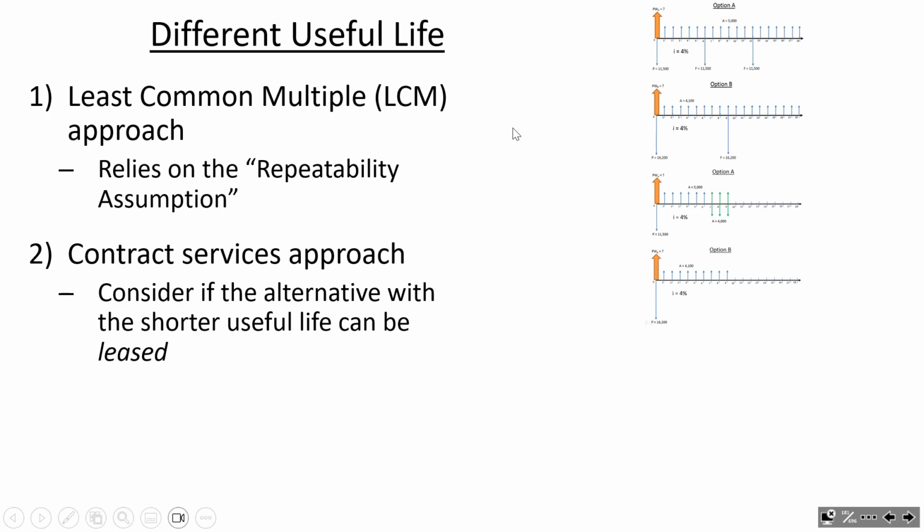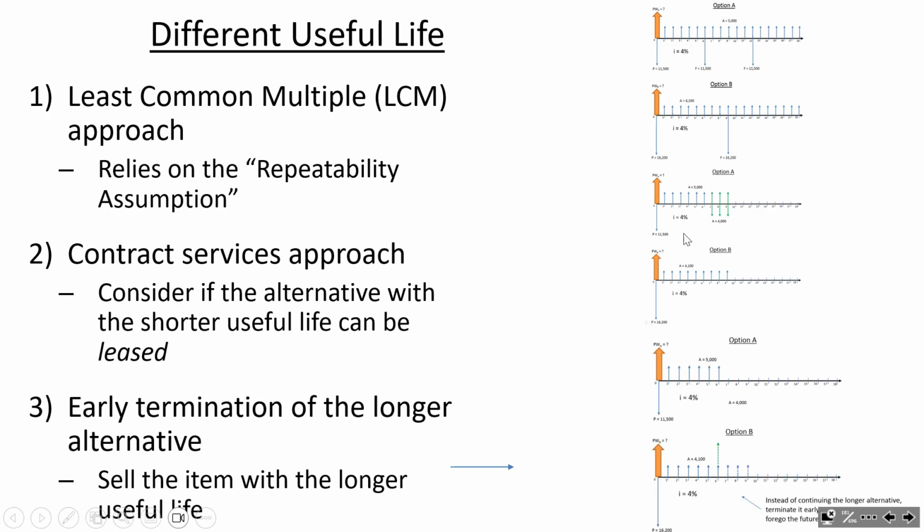We would use contract services in order to lengthen the shorter of the 2 alternatives. And then we use early termination to truncate the longer of the 2 options by selling the item at the end of the first alternative's useful life for some salvage value or resale value. So that's what we talked about last week on Wednesday and Friday.